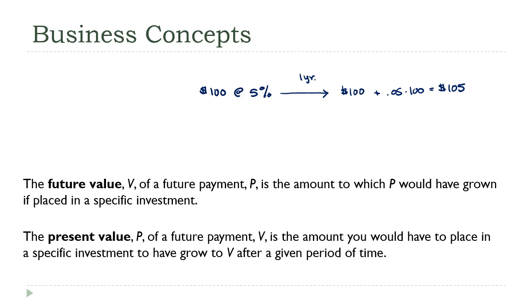So looking back at our basic interest example here, $105 is the future value of $100. And looking at it the other way, $100 would be the present value of the $105, since that's the amount we would have to invest to end up with that amount at the end of, in this case, the year, or however long the investment runs.